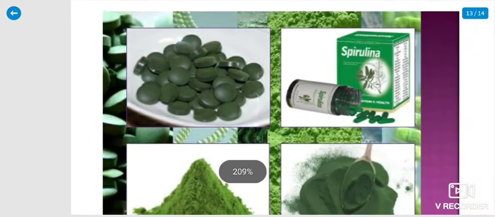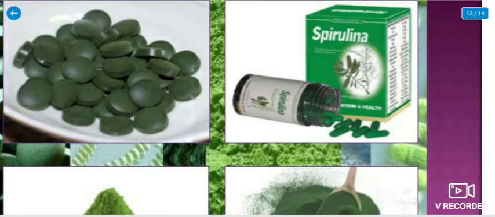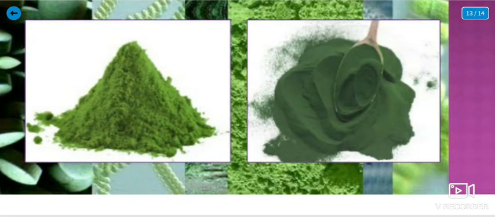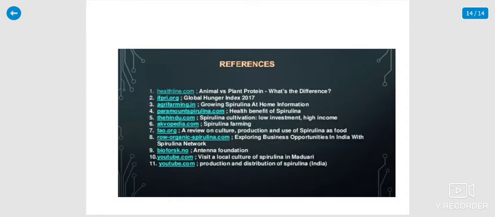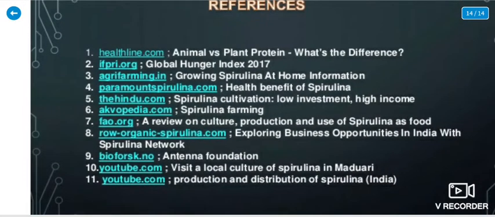These are the tablet formats of spirulina. The capsule formulation of spirulina is available in our market, and these are the powders, very nice and beautiful quality of powders, also present in the mass production of spirulina. So finally, the references show where to find further information. You can go and select the slide, and then improve the future references.